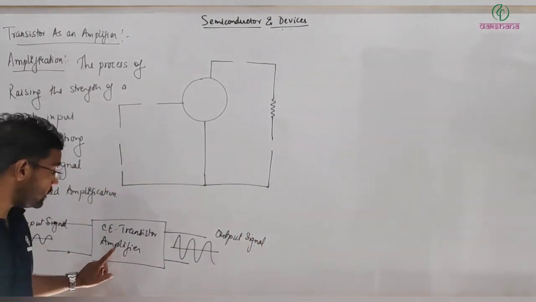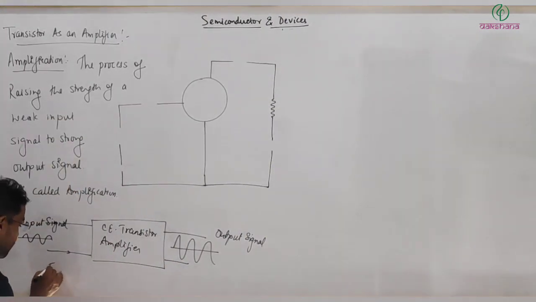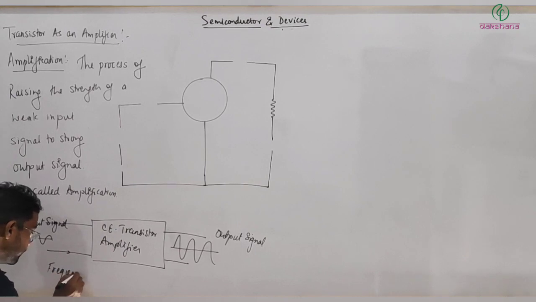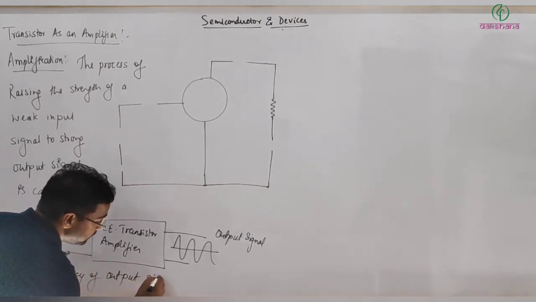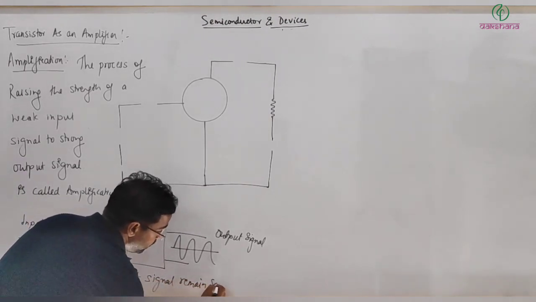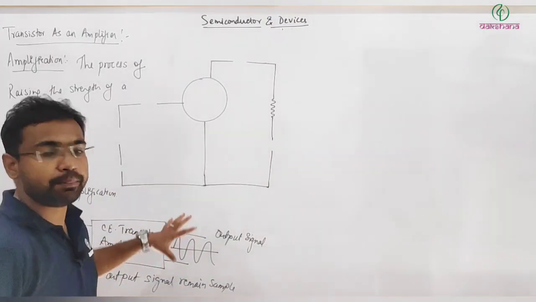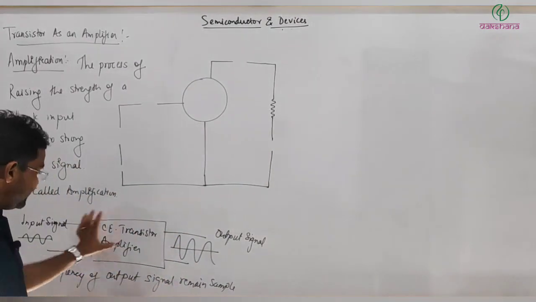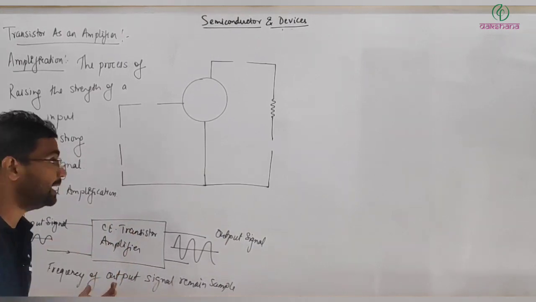Definitely the transistor or amplifier does not change the frequency of the output signal. It remains the same, only the amplitude is increased, amplified. So this is how a transistor acts like an amplifier.